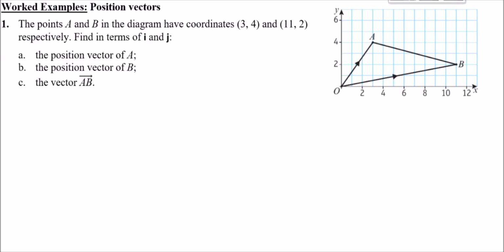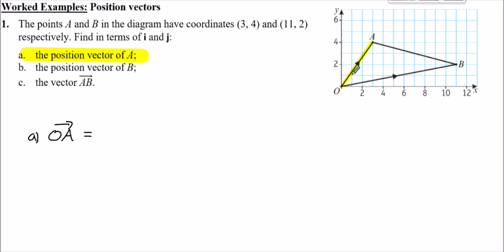Let's now apply this to a quick worked example using position vectors. So we've got points A and B on this diagram, which have coordinates (3, 4) and (11, 2). So find in terms of i and j, first of all, the position vector of A. So the position vector of A is simply, really simply as well, just going to be the numerical representation of this vector from O to A. So what is O to A in vector form? We need it in terms of i and j.